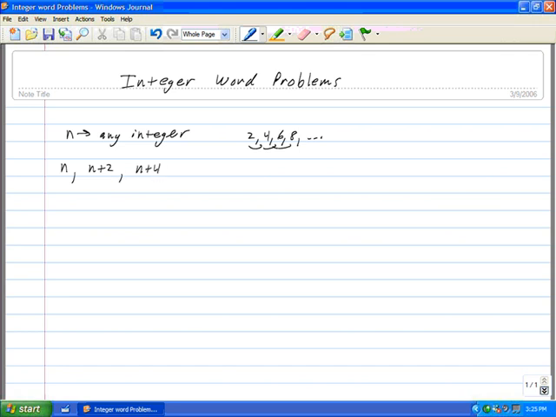So if they said that the sum of 2 consecutive even integers is, say, 22, we would say n plus n plus 2 equaling 22. And from there we could combine our like terms, subtract off the constant, divide, and we would see that the values that they're looking for are 10 and 12.